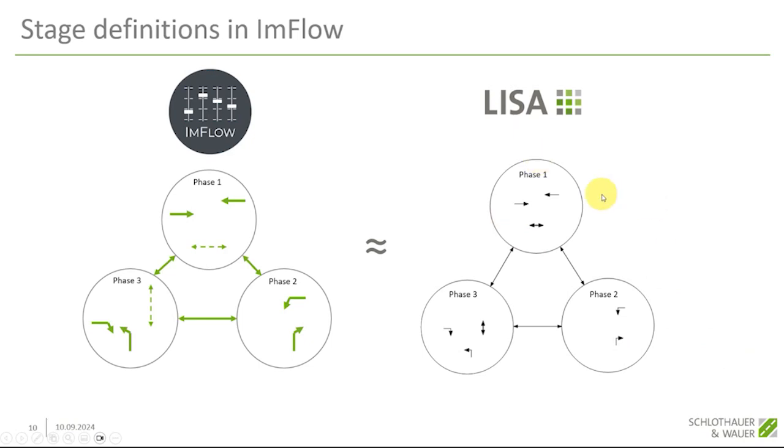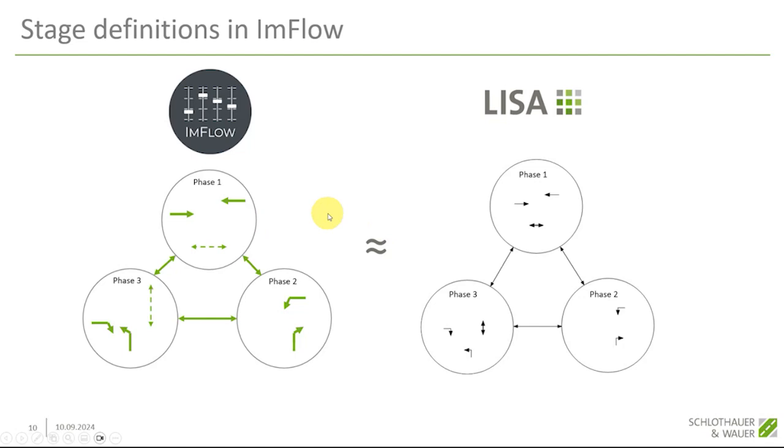So in LISA, stages are always fixed. You see that the signals which I have in phase 1 or in stage 1 are these three, and here in ImFlow it would look like this to have a similar definition. All the signals here are green, so they are all primary signals, and that means when stage 1 is active, these signals will be activated at the beginning and also be held for as long as necessary.